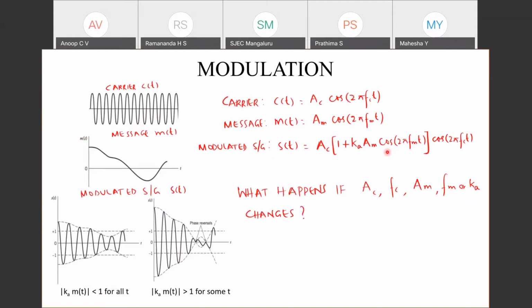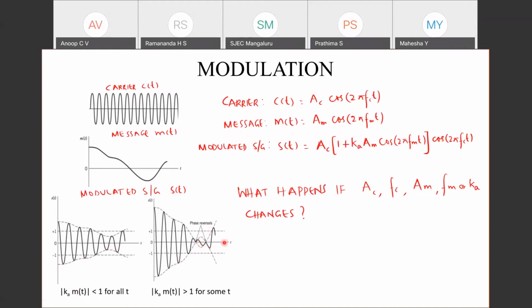This is the expression which I want them to visualize, and I want to explain what happens when Ka changes, or what happens when AC changes. Such things are difficult. Normally, for a certain value of K, I'll draw a diagram on the board. This is the first diagram when K and M of t is less than 1. This is going to be the second diagram. If it is greater than 1, I have to show them this phase reversal happens. Those things are going to be difficult.